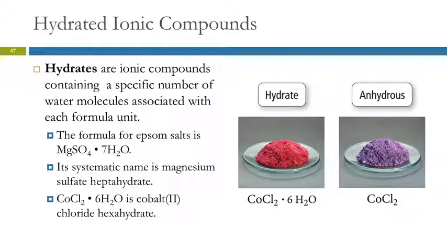Hydrated ionic compounds. Some ionic compounds, when they form a solid from a solution, will incorporate some of the water molecules from the solution into their crystal structure. And so these are compounds, not just wet ionic compounds, because there's a definite proportion of water molecules to ionic formula units. So this example here we have cobalt(II) chloride hexahydrate. If I take that and heat it gently, the color will change, and I'll end up with anhydrous cobalt(II) chloride.